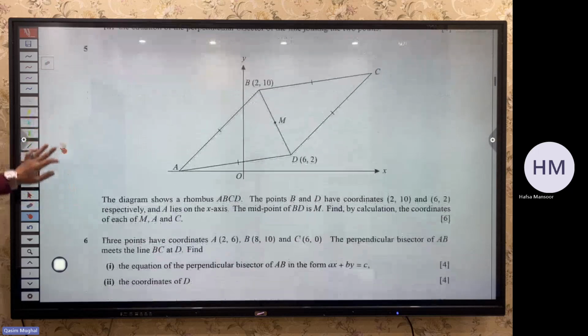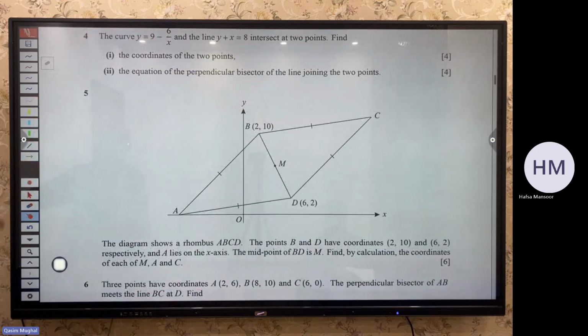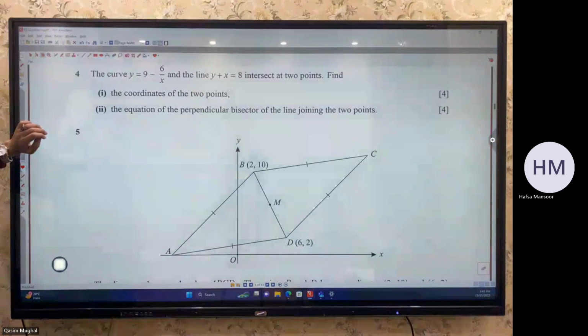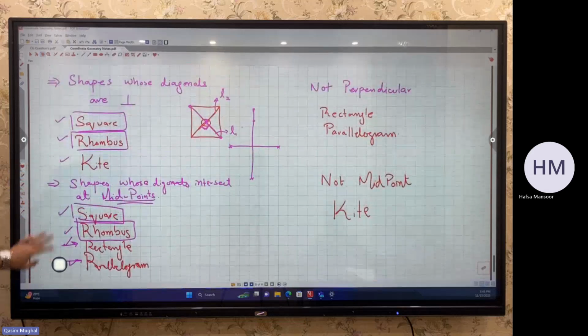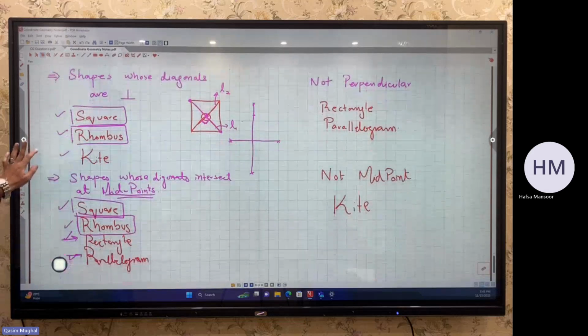Okay. Question 5. Before we jump to question 5, Hafsa, I need to show you the notes that we studied yesterday. I will send them to you as well. Okay? There was some important information in them.